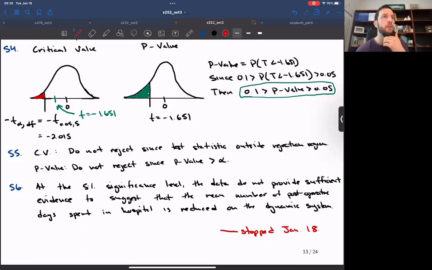Brendan asks, will the critical value approach and p-value approach always produce the same conclusion? Yes, always, no matter what.